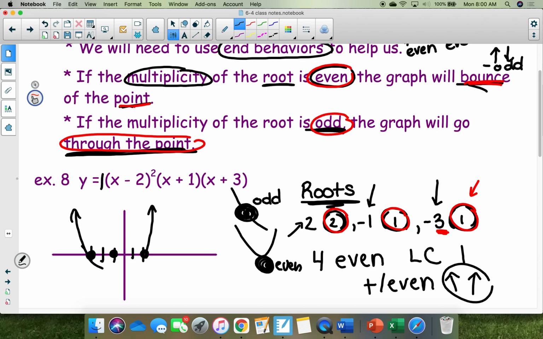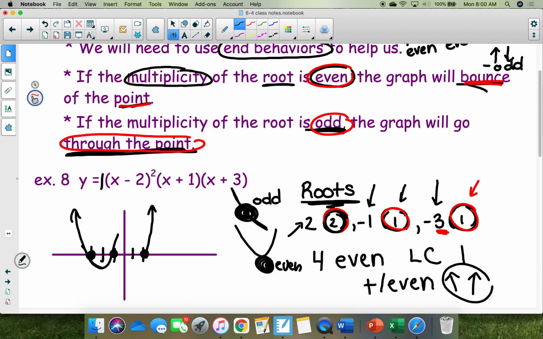Odd goes through a point, even bounces off. So the next number is a -1, and this is an odd number. So I'm going to come over to a -1 and I'm going to go through the point, just like this. And then the last one is a 2, and that's an even number.